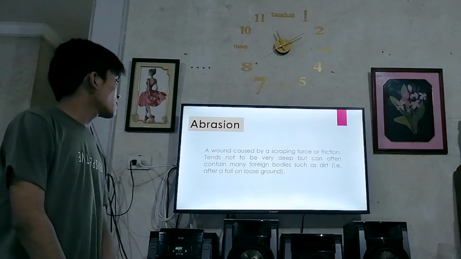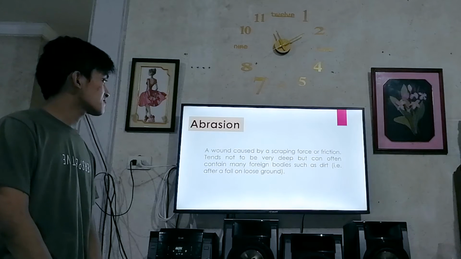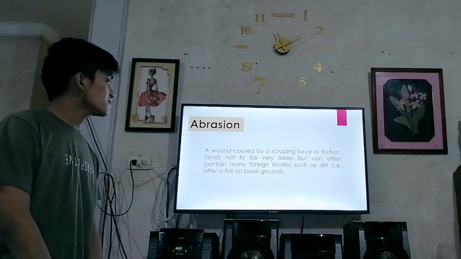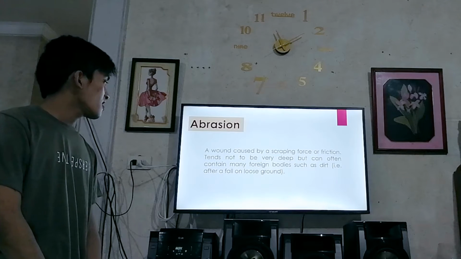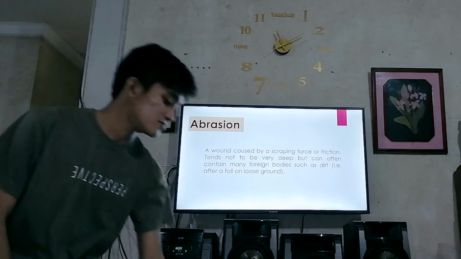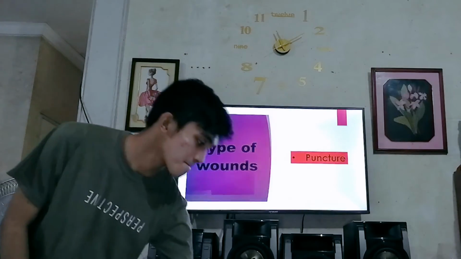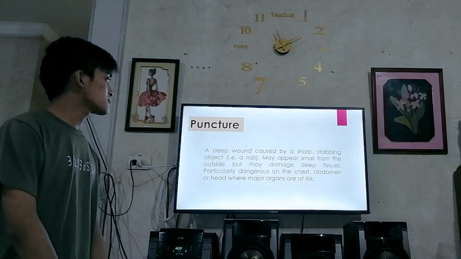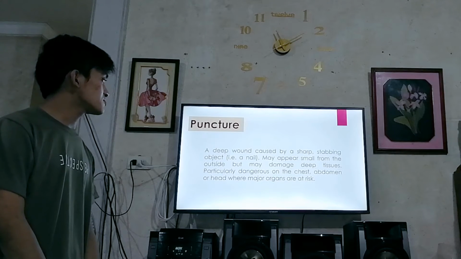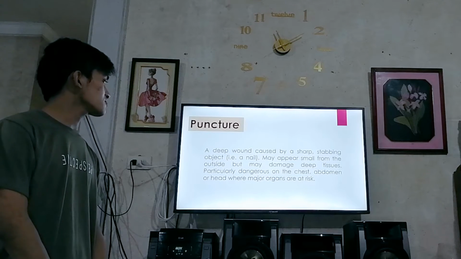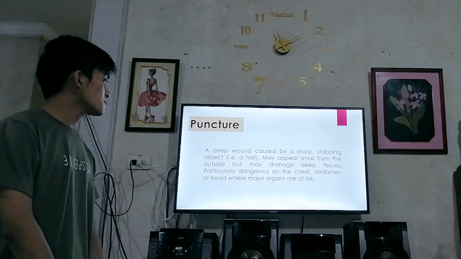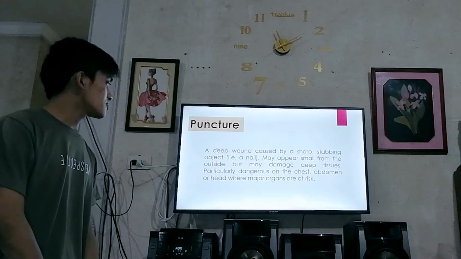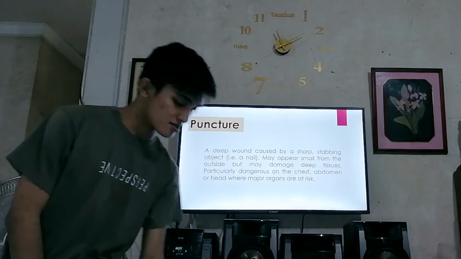Abrasion. A wound caused by a scraping force or friction tends not to be very deep but can often contain many foreign bodies such as dirt after a fall on loose ground. Puncture. A deep wound caused by a sharp stabbing object may appear small from the outside but may damage deep tissues, particularly dangerous on the chest, abdomen, or head where major organs are at risk.